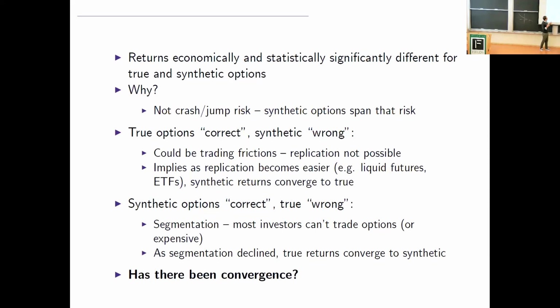How would you get that? Well, the true options would be wrong if it was this kind of segmentation where most investors could not trade the options directly, and so those prices are off because of that. It's just driven by the market makers. In that case, if that segmentation has shrunk over time, and now more people can trade options, or sell them in particular, then the true returns should converge to the synthetic returns, right? I have this gap, so I have negative returns on true options, zero returns on the synthetic. Do I see synthetic returns coming down, or do I see the returns on the true options coming up? Which way does this go?